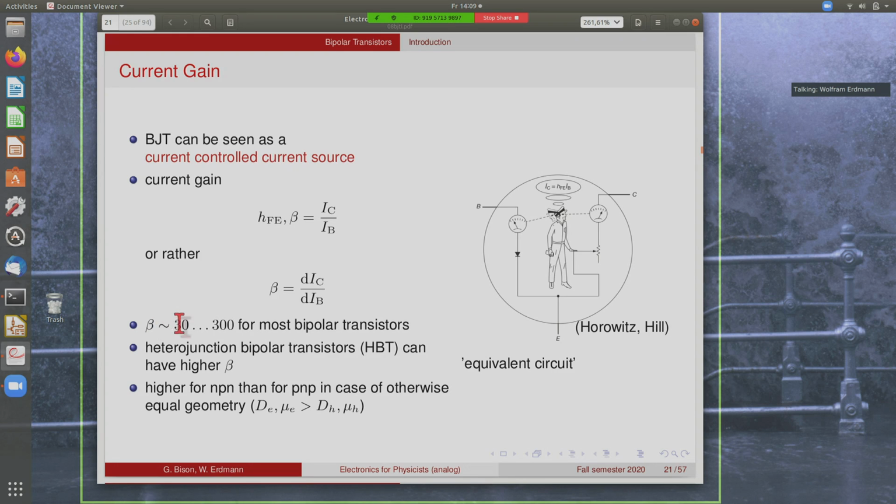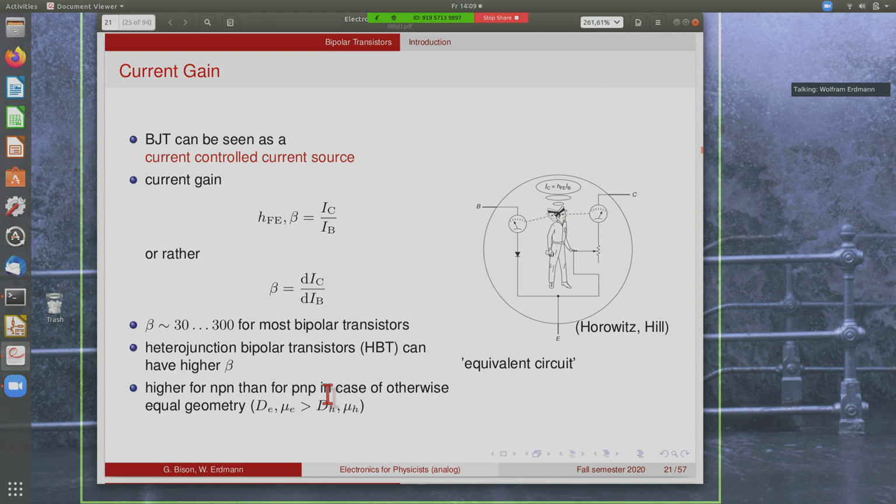So in most cases for bipolar transistors, you have values between 30 and 300. If it goes below 30, then it's not really a good transistor anymore. But for these high values, the base current is small enough to make this an excellent amplifier. There are some transistors available that have even higher values, in the thousands, but these then use slightly different technologies.